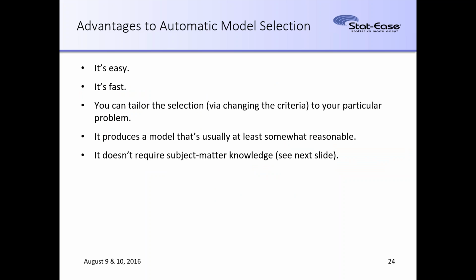So some advantages to automatic model selection. So that was a simple example. We'll do two more complicated examples of things that you might run into on your own at the very end. So some advantages to automatic model selection. It's easy. It's fast. It's customizable, meaning you can tailor the direction, you can tailor the criteria that you use to your particular problem. And it usually produces a model that's at least somewhat reasonable. Now, it may not necessarily give you the right model or even the best model, okay, but it should hopefully at least give you a reasonable starting point.